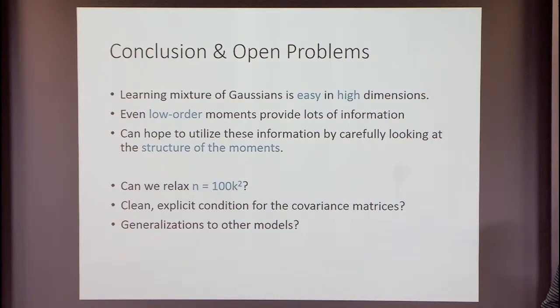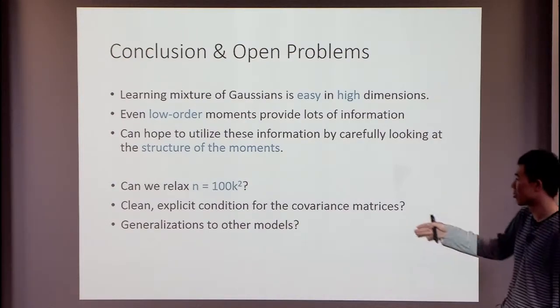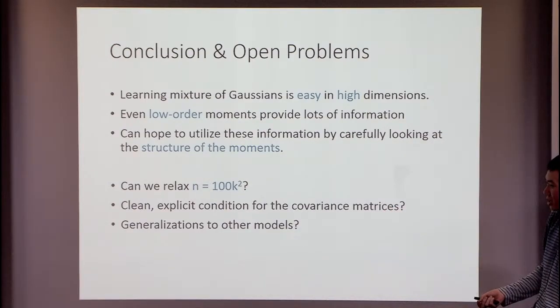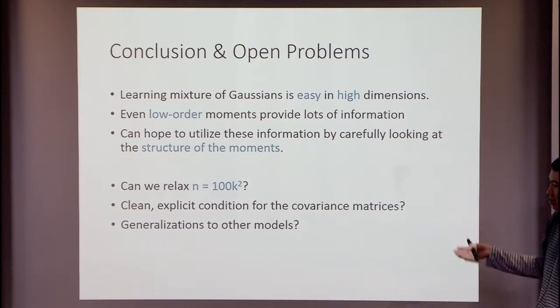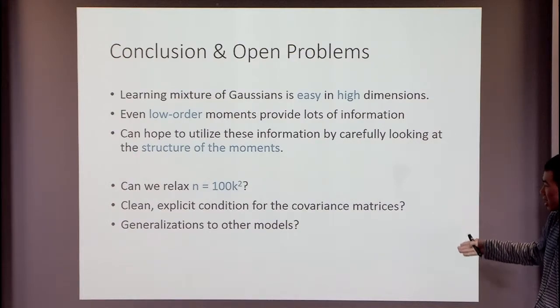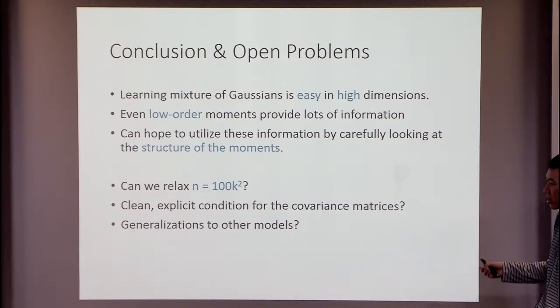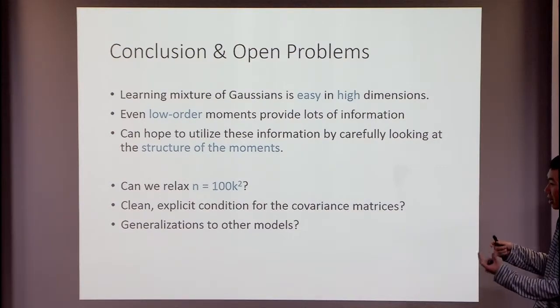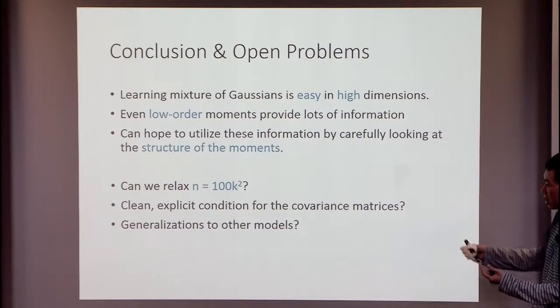There are many open problems, so the most interesting one is, can we relax this? We need the dimension to be larger than 100k squared. Can we use some higher moments to reduce this, maybe to k or k to the epsilon? Also, our algorithm only works in the smooth analysis setting. It would be nice to have an explicit condition for the covariance matrices. Like in the previous case, we can say if the means are linearly independent, the algorithm works. Here, we don't know how to say anything like that.